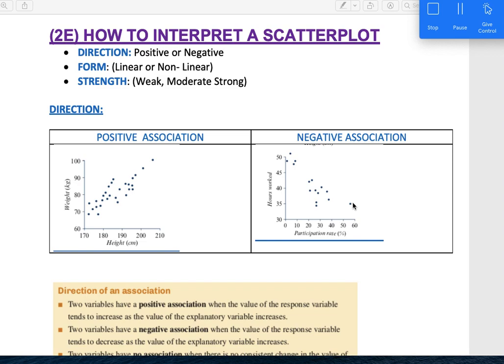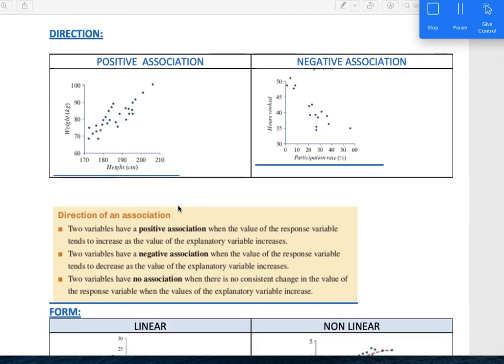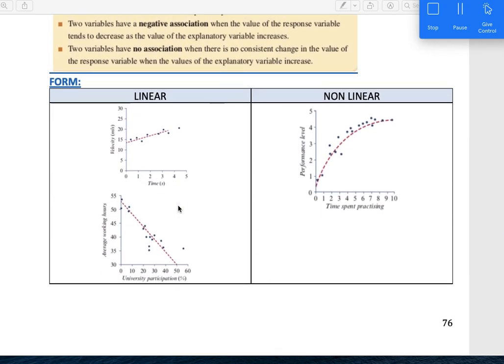So that's the direction. The next one is the form. We make it very simplistic. It's either linear or non-linear. Linear means that you're following a straight line. If we have a look here at the form, you can see the dots are not exactly on a straight line, but they are roughly following a straight line. Sorry, the projector's going to catch up in a minute.